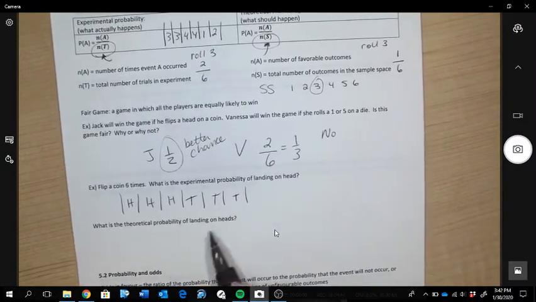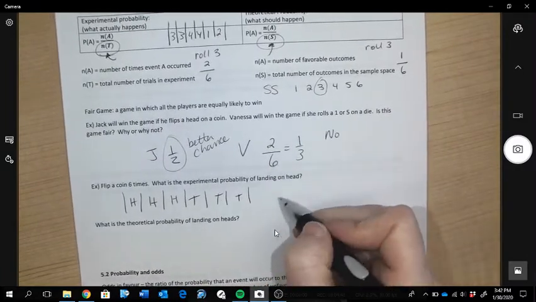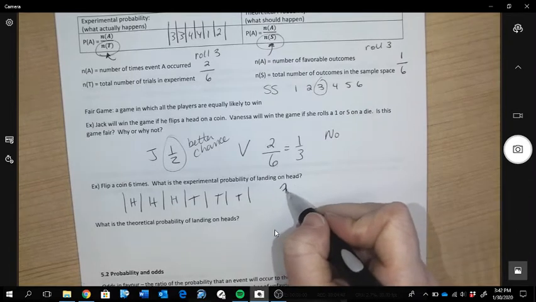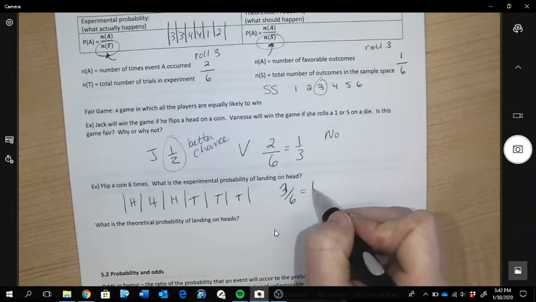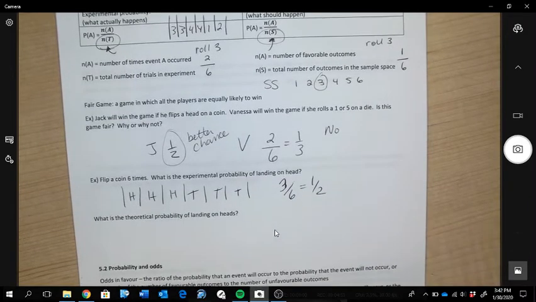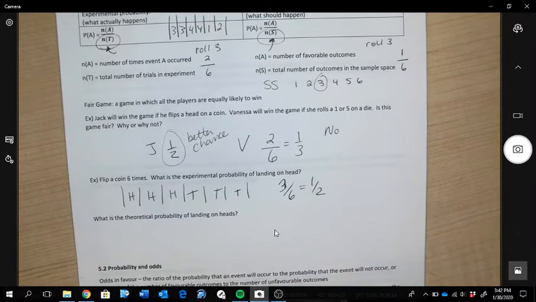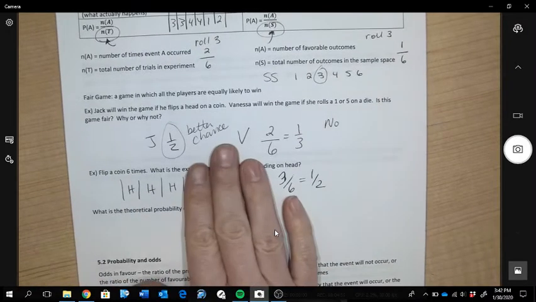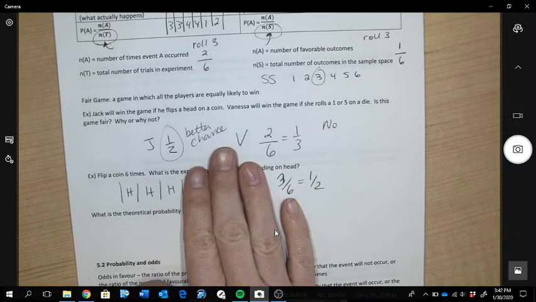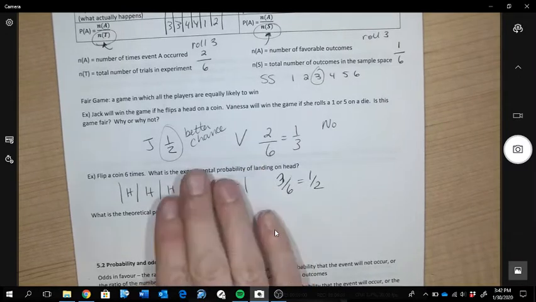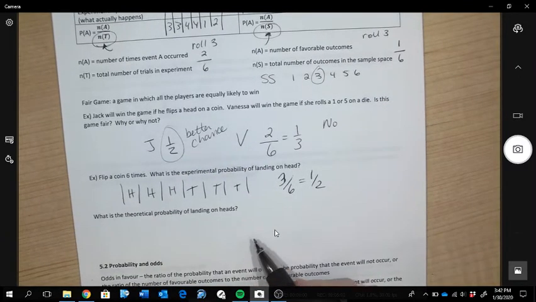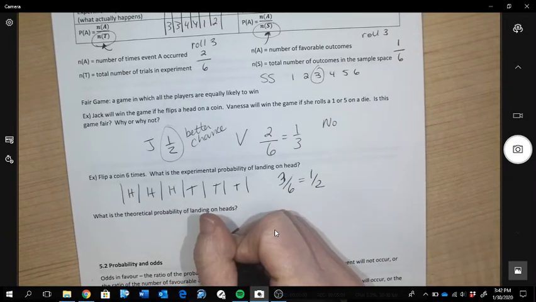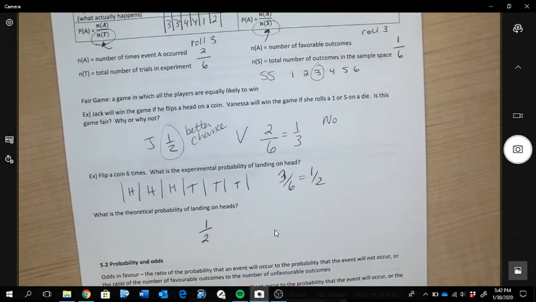Okay. So in the experimental probability, it ended up that 3 out of 6 were heads, which is 1/2. But you can see how that could go any way. So as of right now, we started with a 100% chance that it would have been a heads if we had only had a sample space of 3. So what is the theoretical probability of landing on a head? Should be 1 out of 2.